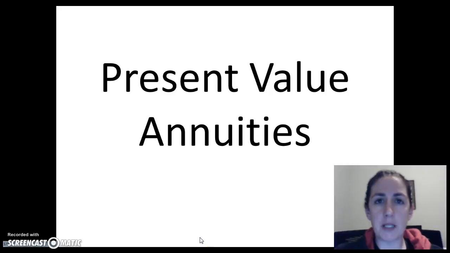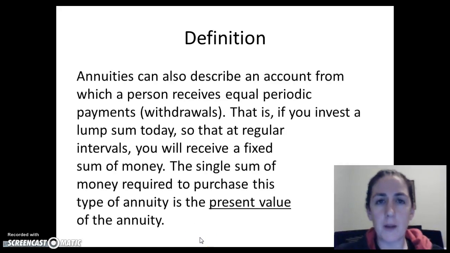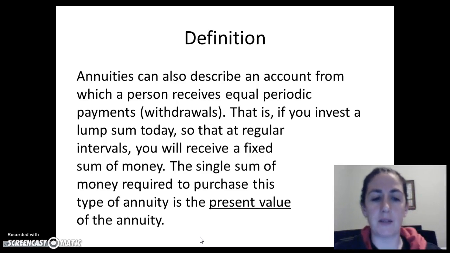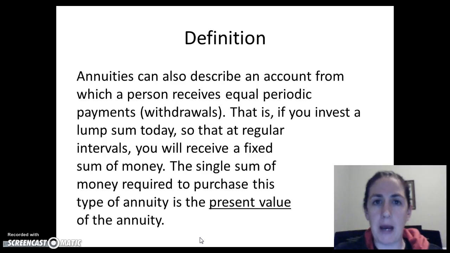Today we're going to talk about present value annuities. So we'll start with our definition. Annuities can also describe an account from which a person receives equal periodic payments or withdrawals. That is, if you invest a lump sum today, so that at regular intervals you'll receive a fixed sum of money. The single sum of money required to purchase this type of annuity is called the present value of the annuity. So this is kind of like paying for a retirement package.